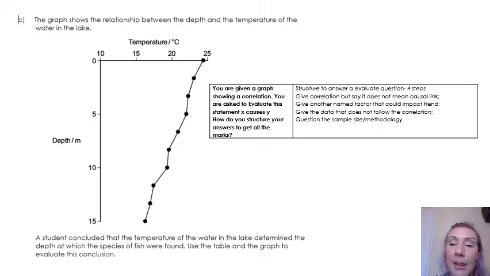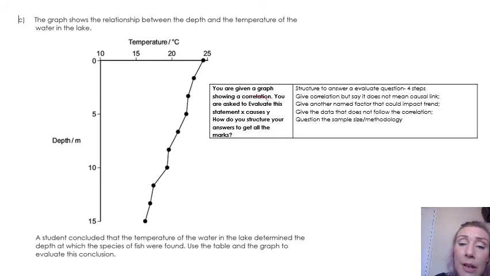Okay, now we've practiced this style of question, and at the back of your keynotes there is a revision question based on this. So back of your keynotes in your student revision questions, it says you're given a graph showing a correlation, you're asked to evaluate this statement, X causes Y. How do you structure your answer? Okay, now this is a key structure that we have always been talking about in class.